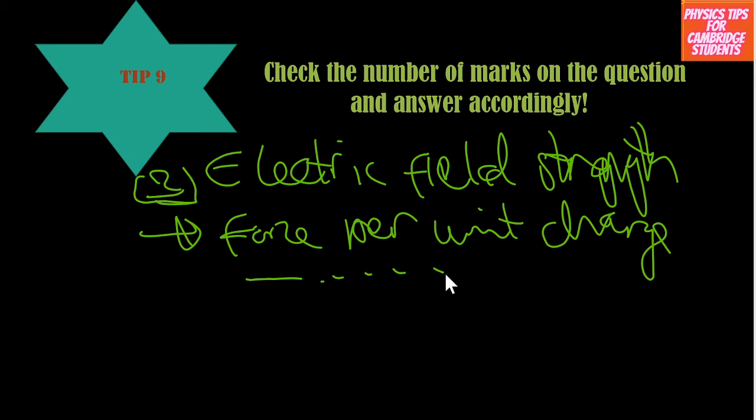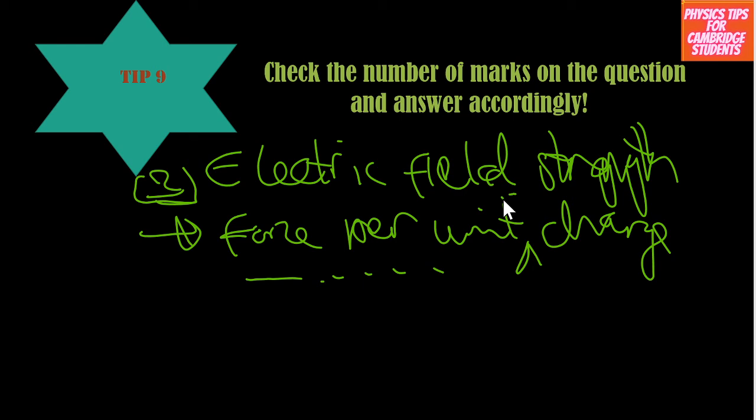So the fact that you didn't say that this is a positive stationary point charge, placed in a field at that point, that would be the second mark. But if it just says define electric field strength and it's 1 mark, that's when you just say force per unit charge. So it depends on the number of marks that are given. But I always advise you to write the proper definition, whether it is 2 marks or 1 mark. You always get those 2 marks as well.